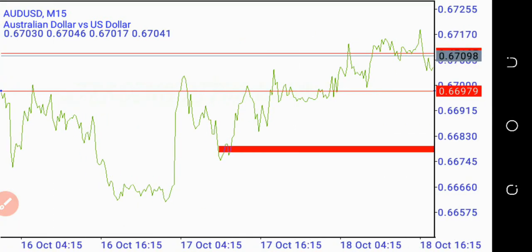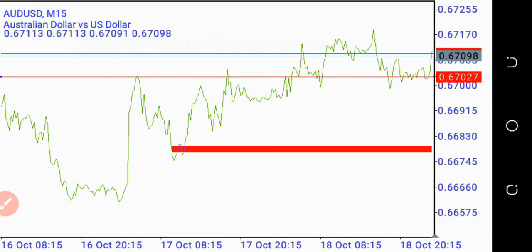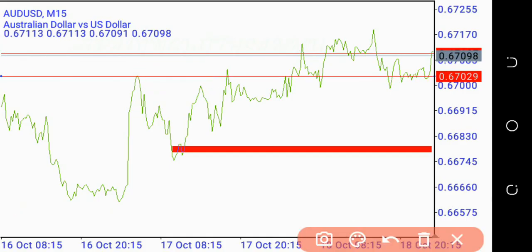I'm not showing you guys what I'm not doing. Okay, this is what I'm doing in my chart. This is the break of structure. Remember what I said? This was the break of structure. Sorry, this was the break of structure.